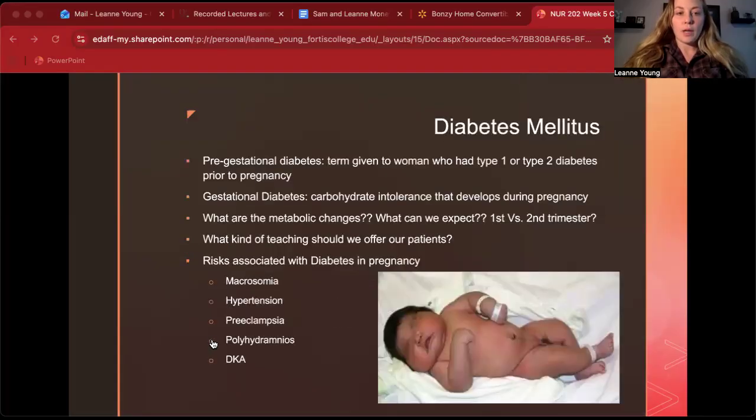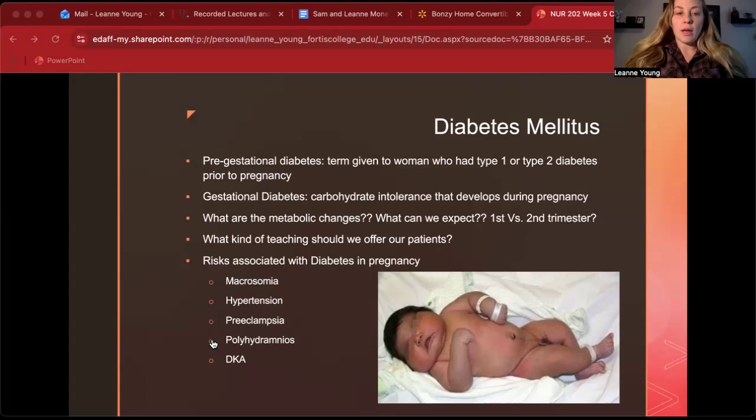So the first thing that we're going to talk about is diabetes mellitus. Whenever we talk about a high risk antepartum patient, something that can make a patient high risk during their pregnancy, during their delivery, one of the biggest things is diabetes. Okay, so obviously we're going to split these two into groups. So we have pregestational diabetics and then we have gestational diabetics. This might be self-explanatory, but we're going to go over what these mean really quickly.